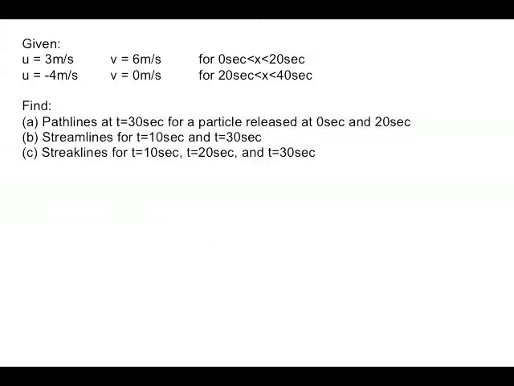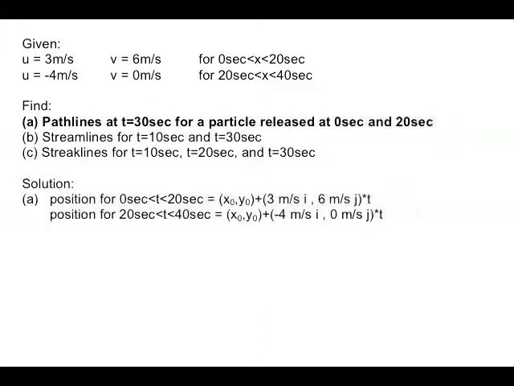For problem 4, we were given velocities in the x and y direction for 2 time intervals. We were asked to find path lines at 30 seconds for a particle released at 0 seconds and a particle released at 20 seconds, streamlines at 10 seconds and 30 seconds, and streak lines at 10 seconds, 20 seconds, and 30 seconds. To solve this problem, we set up velocity vectors for each time interval to determine the position.